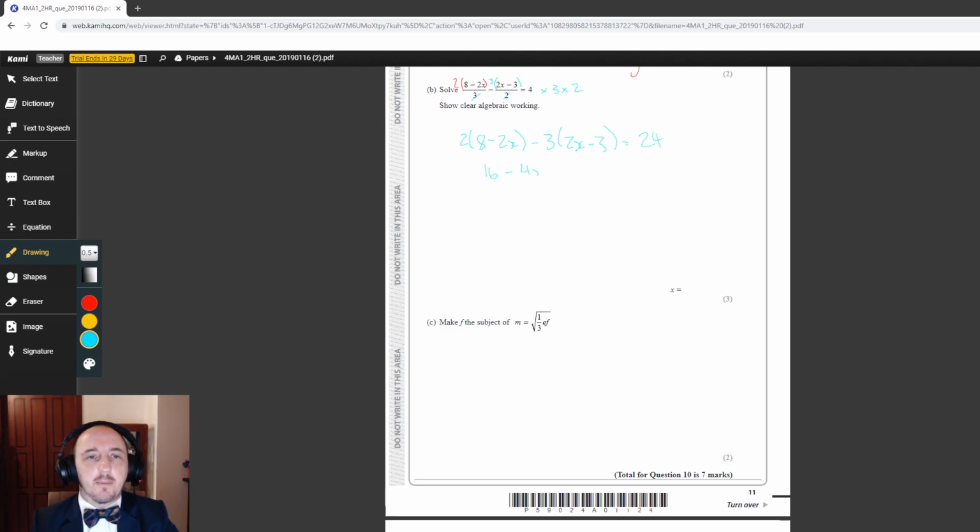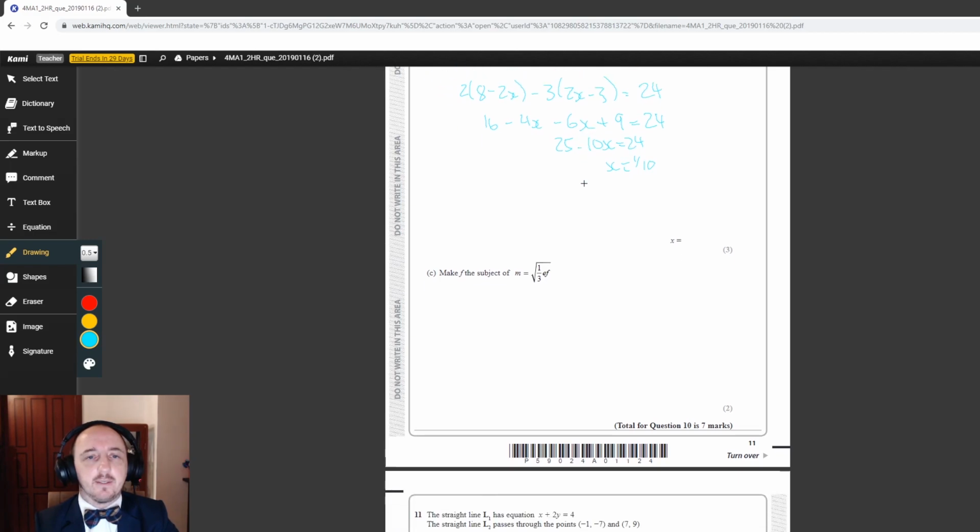Clear this up a bit. Be careful of the negative 3 and the negative 3 there. That catches people out sometimes. And then we get 25 minus 10x equals 24. X will be equal to 1/10. Okay. You can check that on your calculator by substituting a tenth back into there.